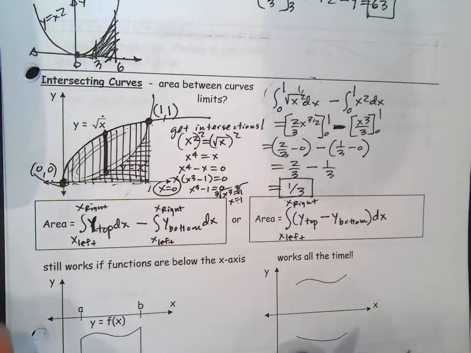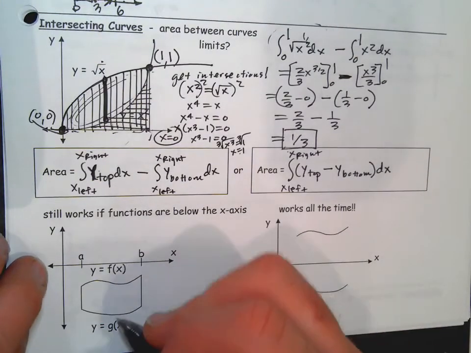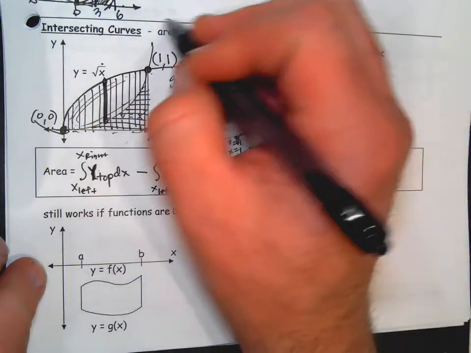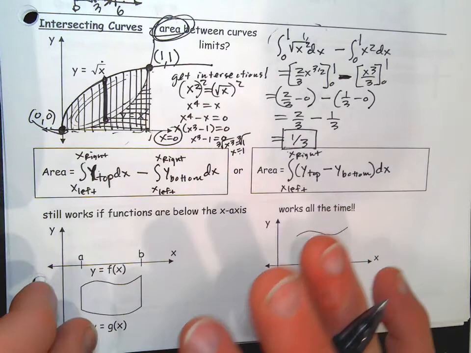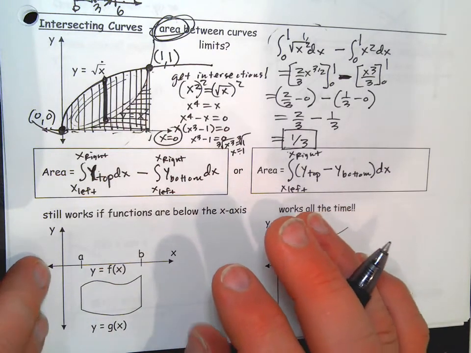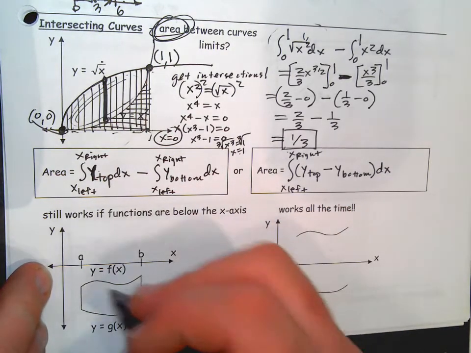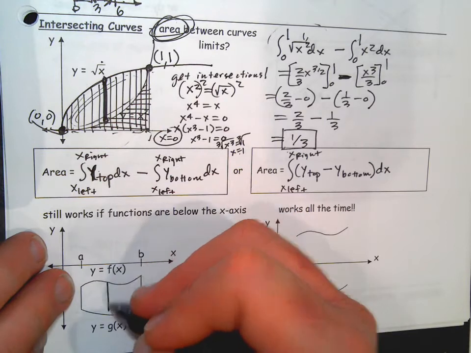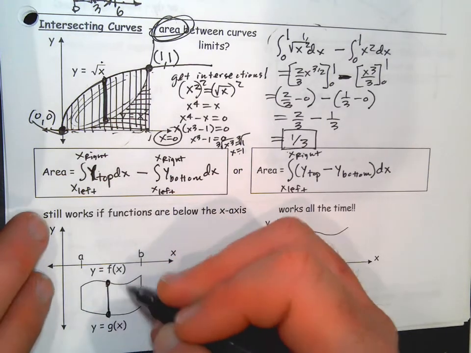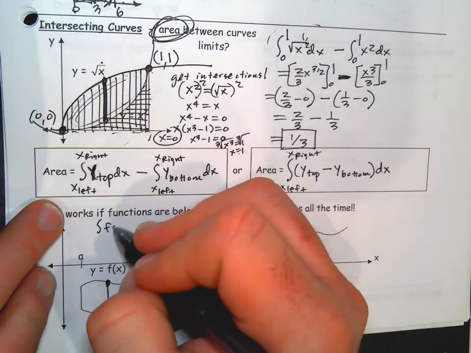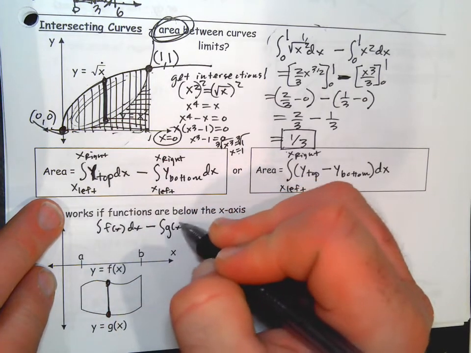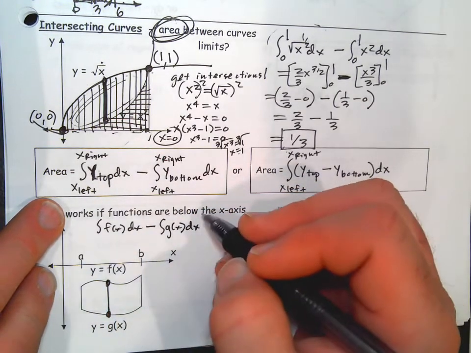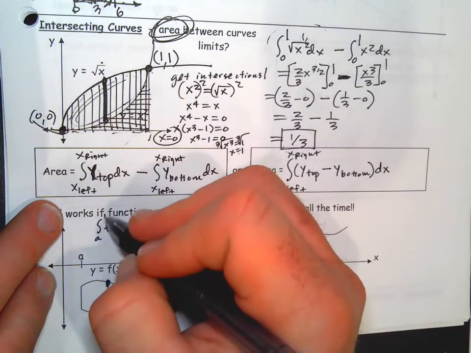Now, what if the functions are below the x-axis? We are literally looking for area. It has to come out positive. It cannot come out negative anymore. So if both functions are below the x-axis, you still want to just do top minus bottom. You want to do the integral of f of x dx minus g of x dx. You want to do the higher curve minus the lower curve, no matter what.